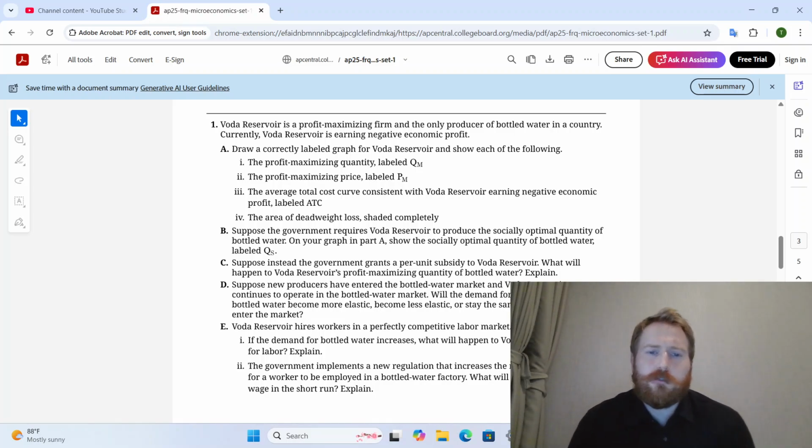So, suppose new producers have entered the bottled water market. Voda Reservoir continues to operate in the bottled water market. Will the demand for Voda Reservoir bottled water become more elastic, less elastic, or stay the same? Again, in this scenario, we already know stay the same doesn't make sense, because something has changed in our market. If something has changed, we're changing the market. It doesn't stay the same. So it has to be more or less. Then the question becomes, if there's more competition, what does that mean for the demand of our bottles of water? It becomes more elastic.